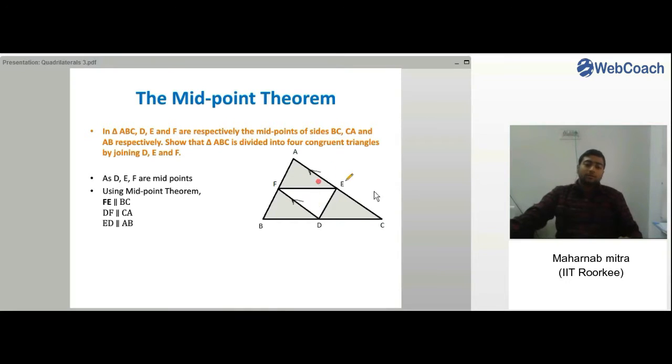And also let us consider the remaining side, ED. ED we can tell is parallel to AB, right? If we see like this, AB is the base and E and D are the midpoints of the corresponding sides, so ED must be parallel to the base AB, right? So from the 3 line segments joining the midpoints, we have got the 3 sets of parallel lines using the midpoint theorem.